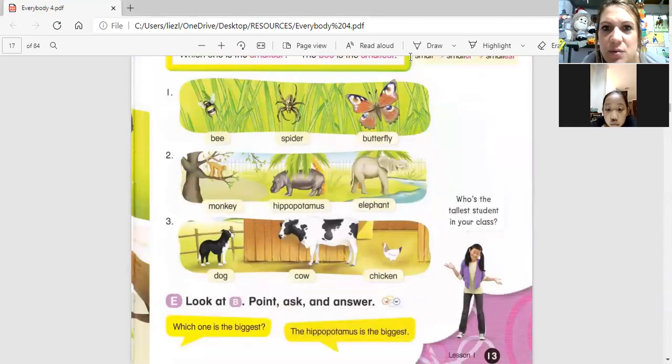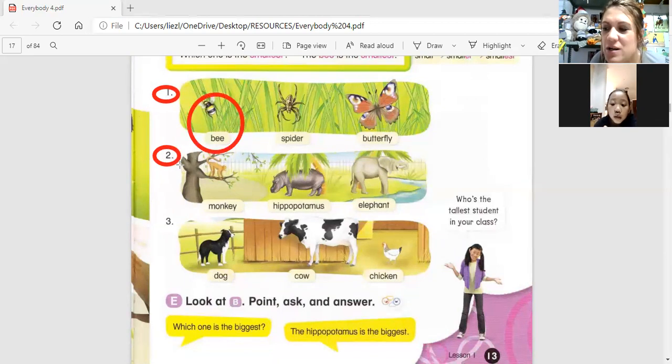Okay. Which one is the smallest? The bee is the smallest. Which one is the smallest? The monkey is the smallest. Which one is the smallest? The chicken is the smallest.